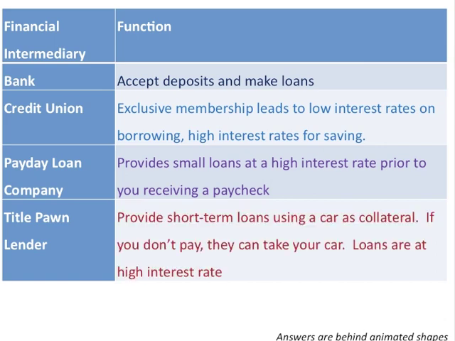A title pawn lender is an establishment that is going to use a certain physical item as collateral, usually a car or a motorcycle. And what they're going to do is say, hey, we will make this loan to you so long as you pay us back. And if you do not pay us back, then we have something of yours in value as collateral. And so this title pawn lender is going to take the title of your automobile, if you don't pay them back, at a very high rate of interest.